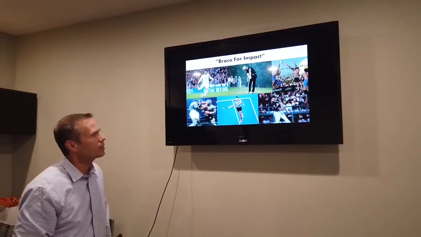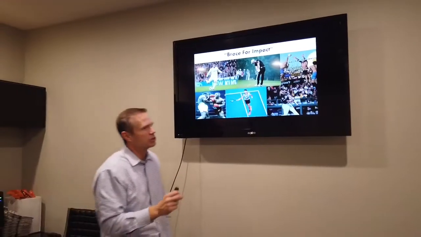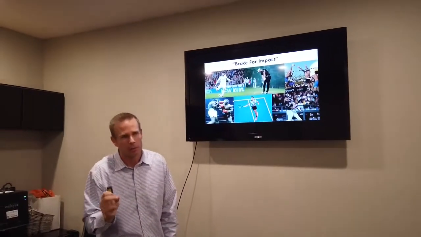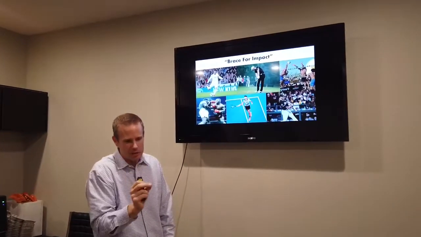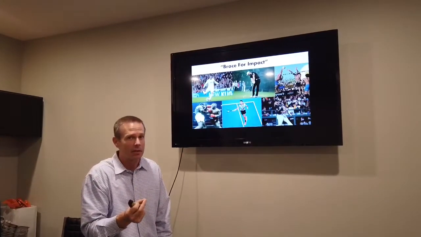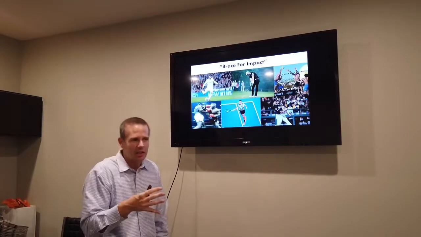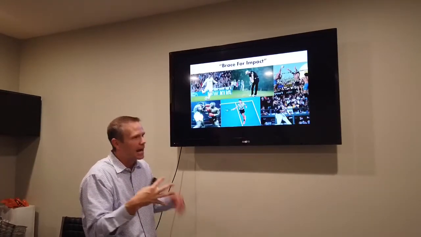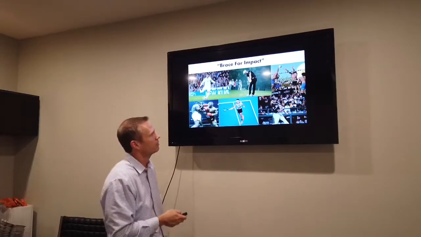I think one of the reasons why people have gotten confused is the term that gets used, intra-abdominal pressure. Sometimes when you hear intra-abdominal pressure, you think of it being like a Valsalva maneuver. That is not necessarily what we're talking about. So I think that is part of the reason for the confusion.